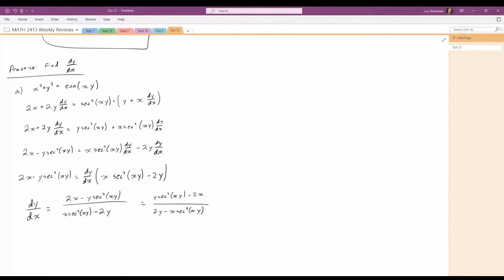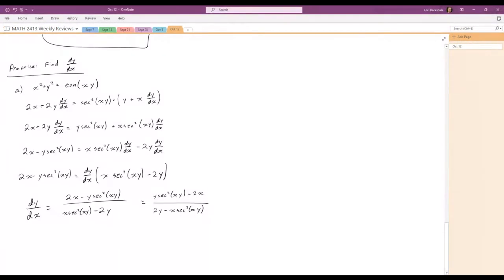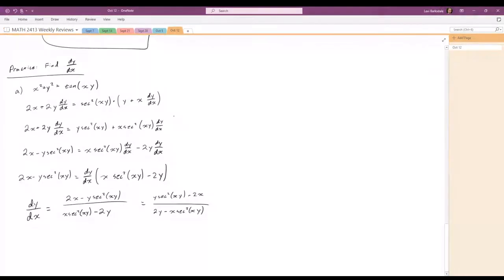In line 2, do we have to distribute secant squared of xy? You treated the multiple as a single term and subtracted it. So you're saying, why did we go from here to here?